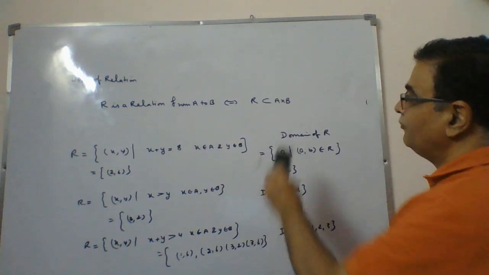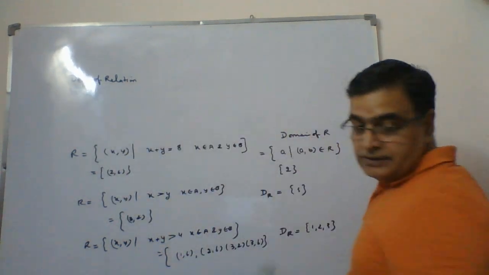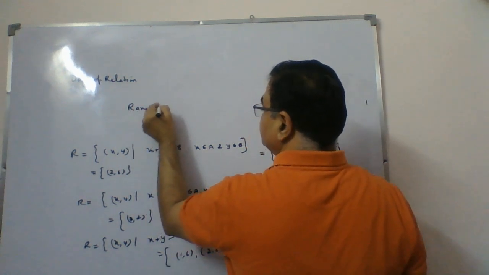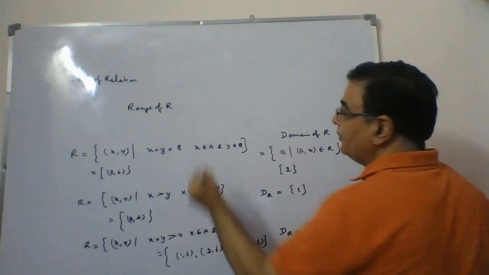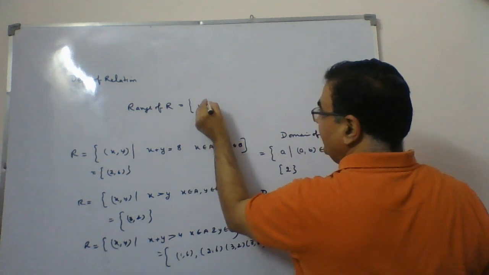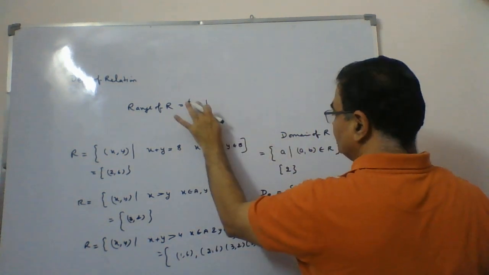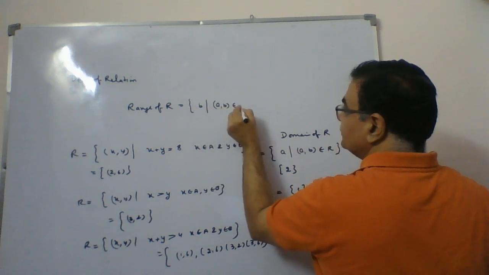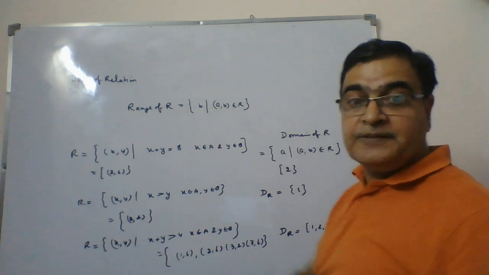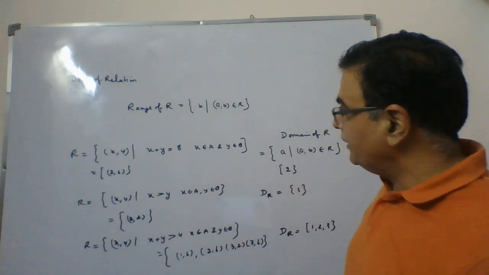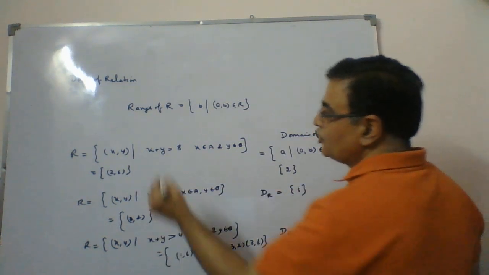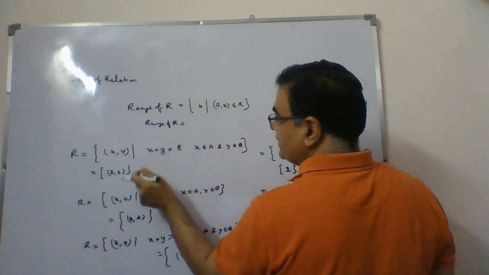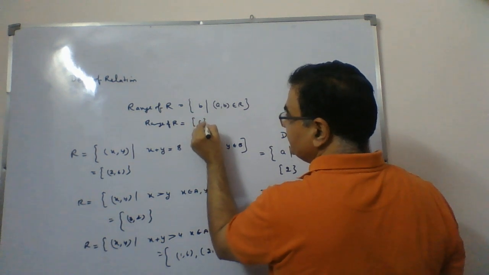The second thing we have done was the range of R. Range of R says this was B where (A, B) belongs to R. Means this is the collection of the second elements we have. What is the second element here? So if I say range of R, in the first case it will be simply 6.